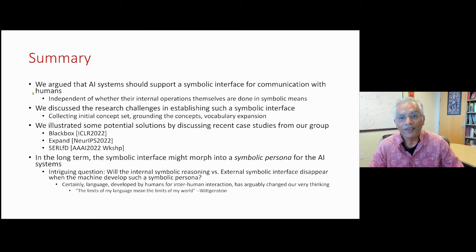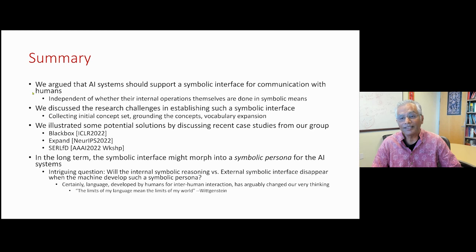In summary, we argued that AI systems should support a symbolic interface for communication with humans, independent of whether their internal operations themselves are done by symbolic means. We discussed the research challenges in establishing such a symbolic interface: collecting the initial concept set, grounding the concepts, and vocabulary expansion. In particular, we illustrated potential solutions by discussing recent case studies from our group: Black Box in ICLR 2022, Expand in NeurIPS 2022, NeurIPS 2021, and SRL-FD in the AAAI 2022 workshop.